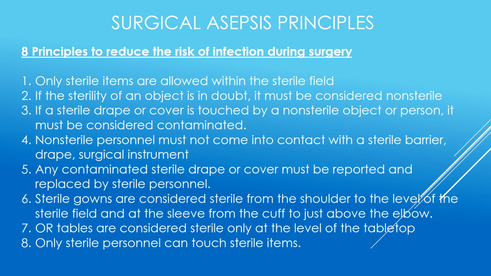6. Sterile gowns are considered sterile from the shoulder level to the level of the field and the sleeve from the cuff just about to the elbow. 7. OR tables are considered sterile only at the level of the tabletop. 8. Only sterile personnel can touch sterile items.